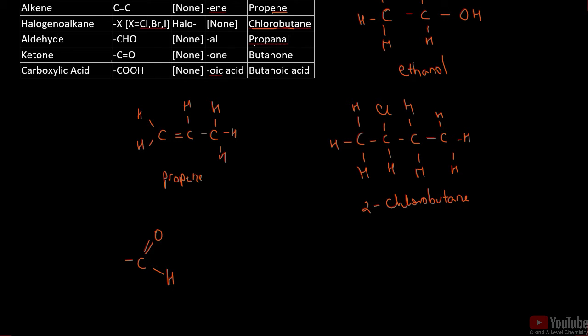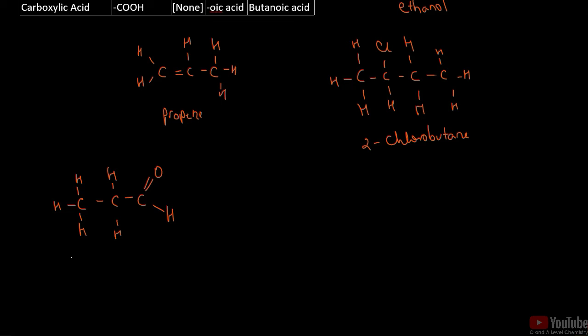Whenever you see a name such as propanal, you know that because of this al, it is an aldehyde, and prop tells you that it has 3 carbons. So I can add the other 2 carbons. Notice that the 3 carbons includes the carbon of the aldehyde functional group. So you would add the hydrogens like that. So it has 3 carbons and an aldehyde functional group, and you would call this propanal.